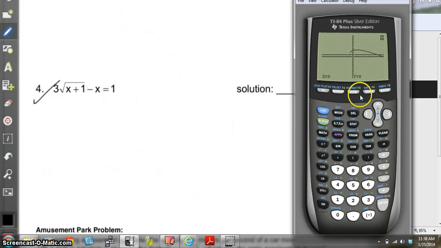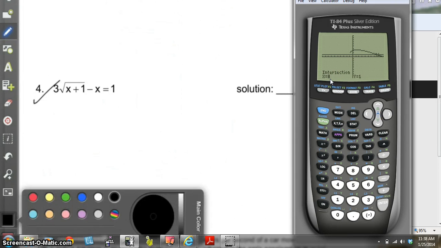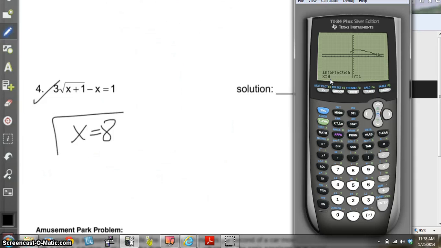So you go to second, trace, which is number 5, and then 5. Then try to move the cursor to the point of intersection. It doesn't really matter, but if it ever gets stuck, then just know that your problem is that the cursor has to be there. But as long as you can see a first curve and you press enter once, second curve you press enter again, and then you press enter 3 times, and then it will give you the intersection, which is x equals 8. So x is equal to 8. Now that would be it.